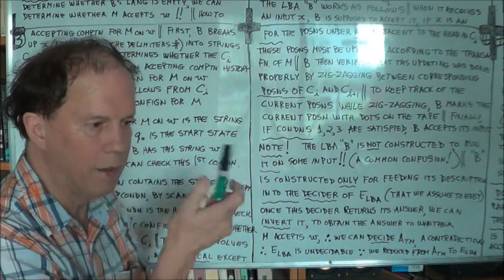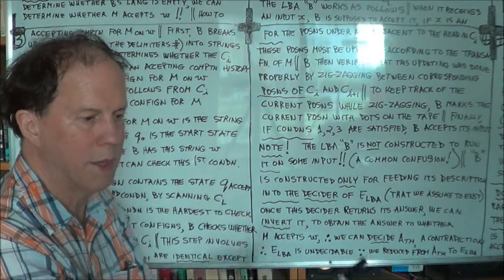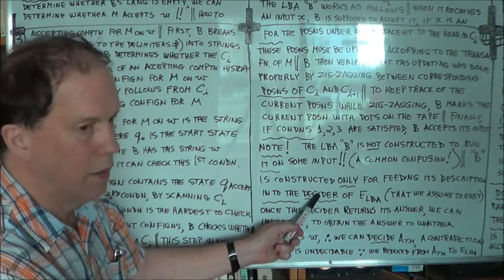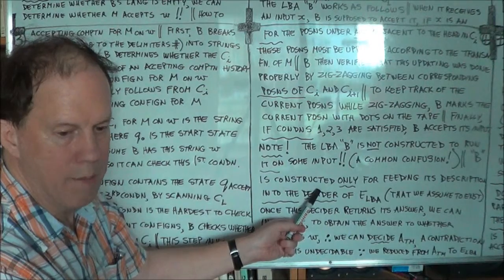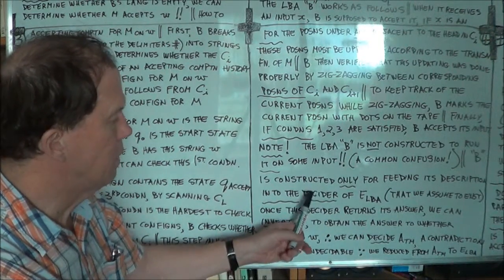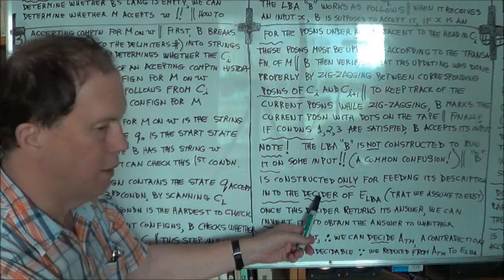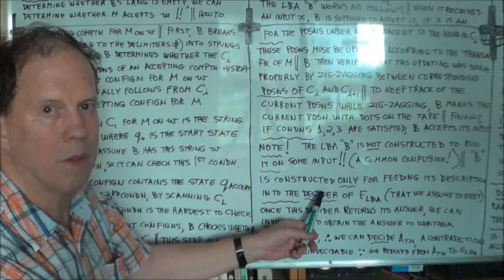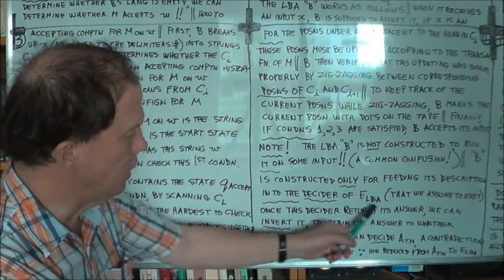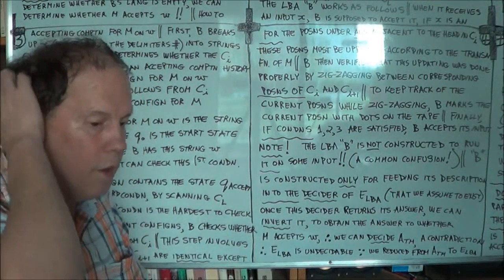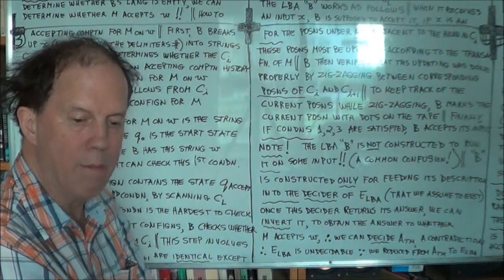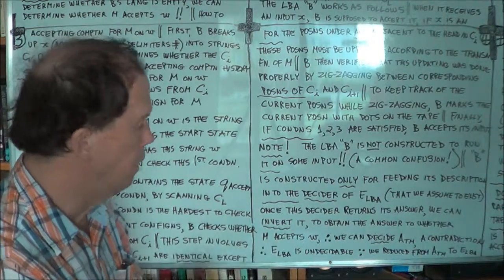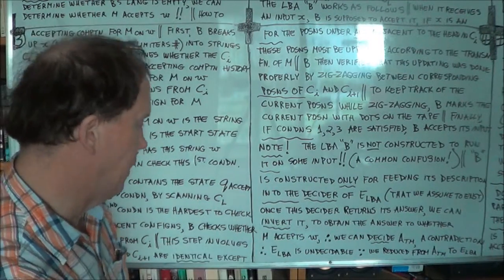So either M rejects W or M accepts W. If this decider rejects, then we can conclude that M accepts W. And if this decider accepts, then we know that M rejected W. So whatever this Turing machine does with this language, M will do the opposite with W. So we'll invert it. Hope you follow that.